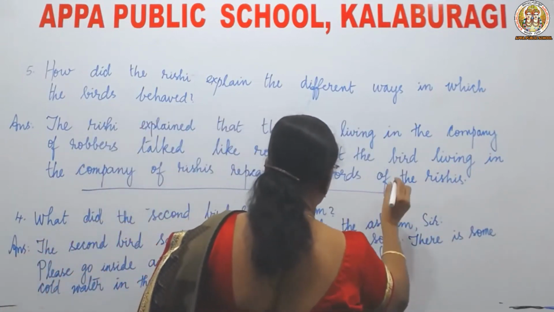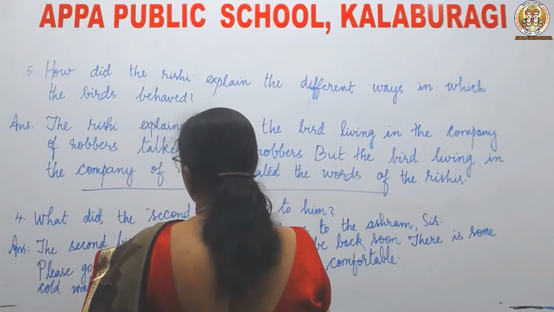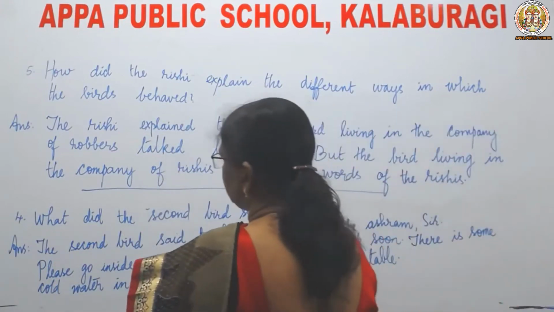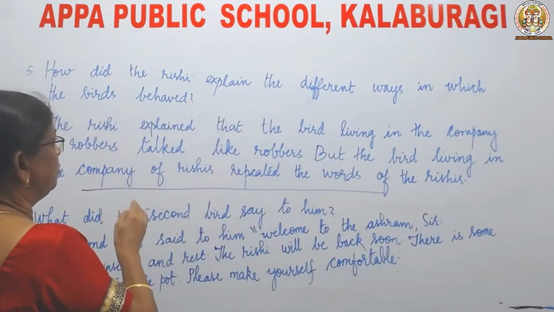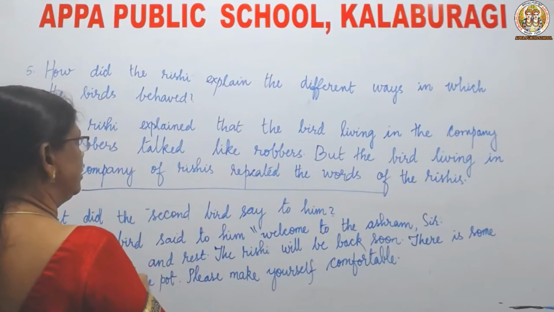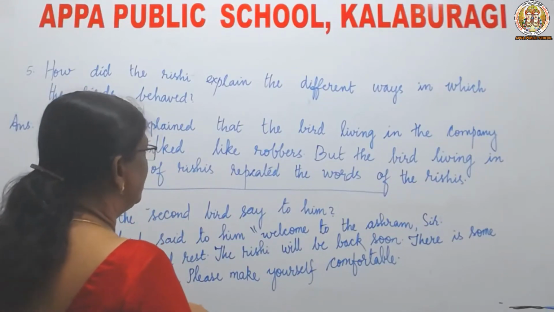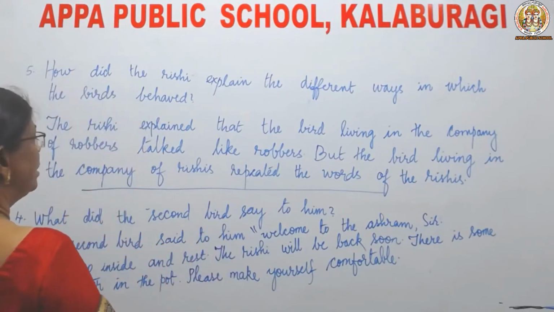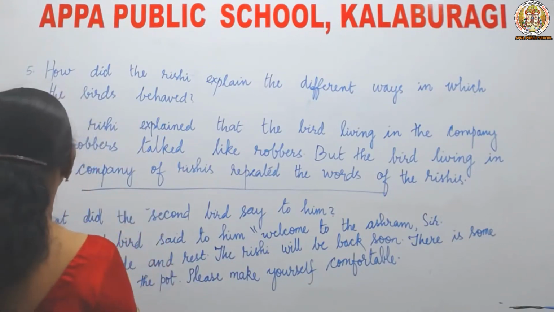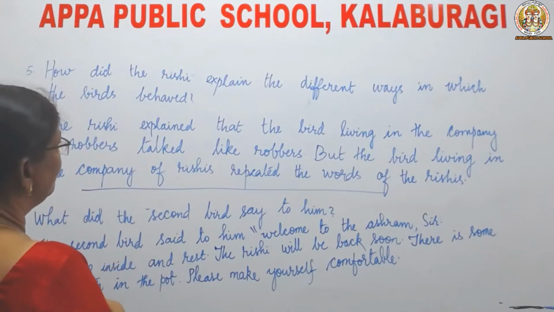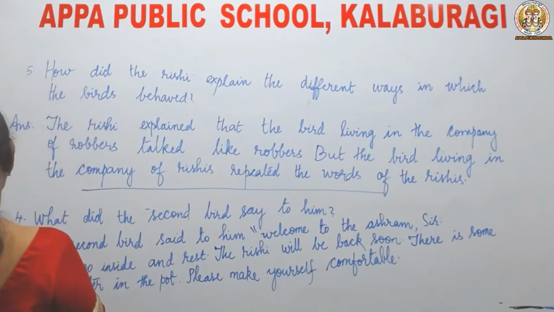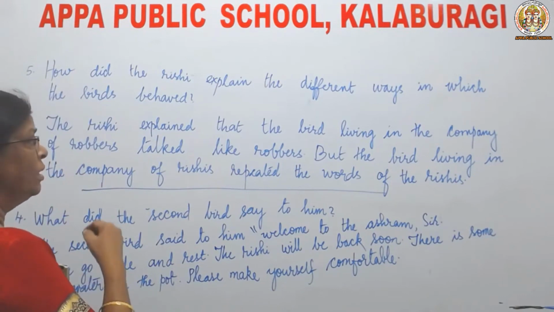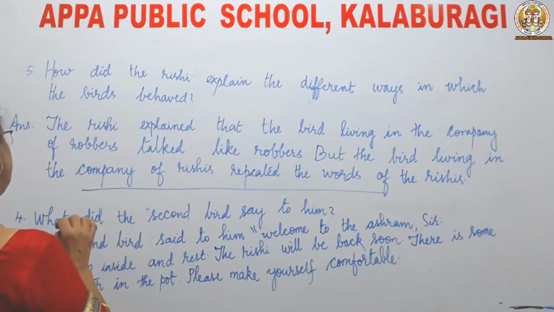This is the end of the question answers. Now, the rishis always spoke words which were soothing to the ears of the people who visited them. So that's why the bird which lived in the company of the rishis repeated only the words the rishis spoke. It never heard bad words that other people were speaking. But the first bird lived in the company of robbers and he always talked like the robbers. So that's what the rishi said, that one is known by the company one keeps.